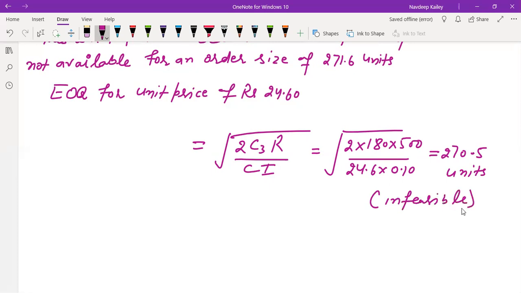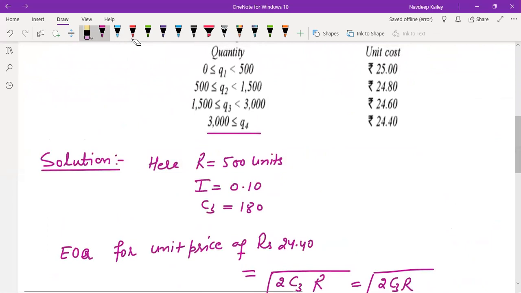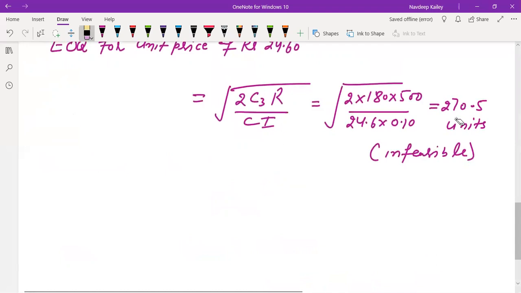Why so? Because this unit price is available when the order quantity lies between 1500 to 3000. Now in our case, order quantity is 270.5 units, therefore it is infeasible.